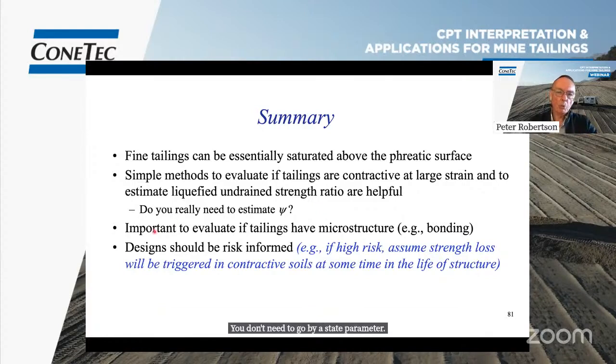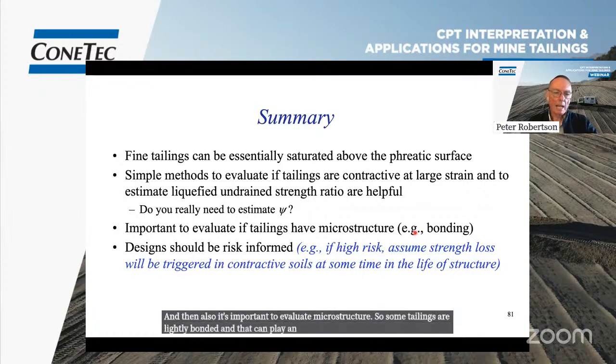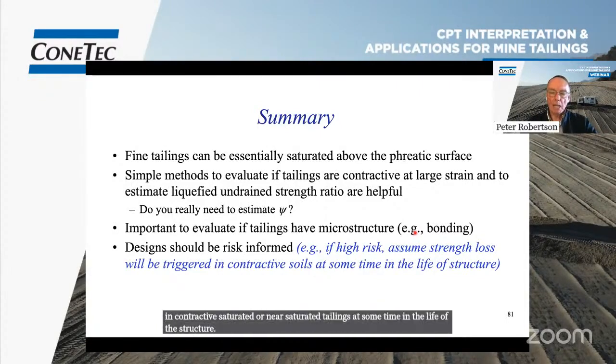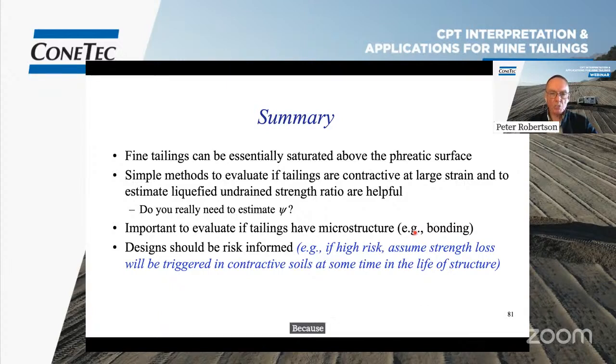And then also it's important to evaluate microstructure. So some tailings are lightly bonded, and that can play an important role. And last of all, design should be risk informed. And so the bottom line is if you have a high-risk project where there's potential loss of life, then you should assume that strength loss will be triggered in contractive, saturated, or near saturated tailings at some time in the life of the structure, because the risk is just too high.